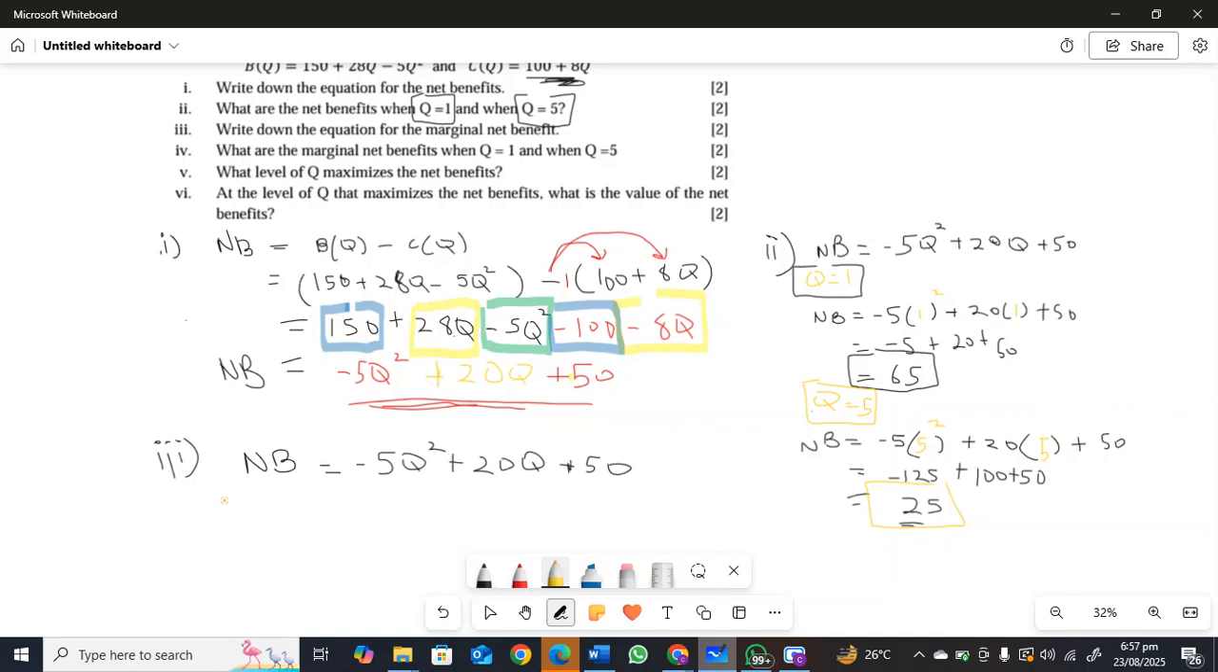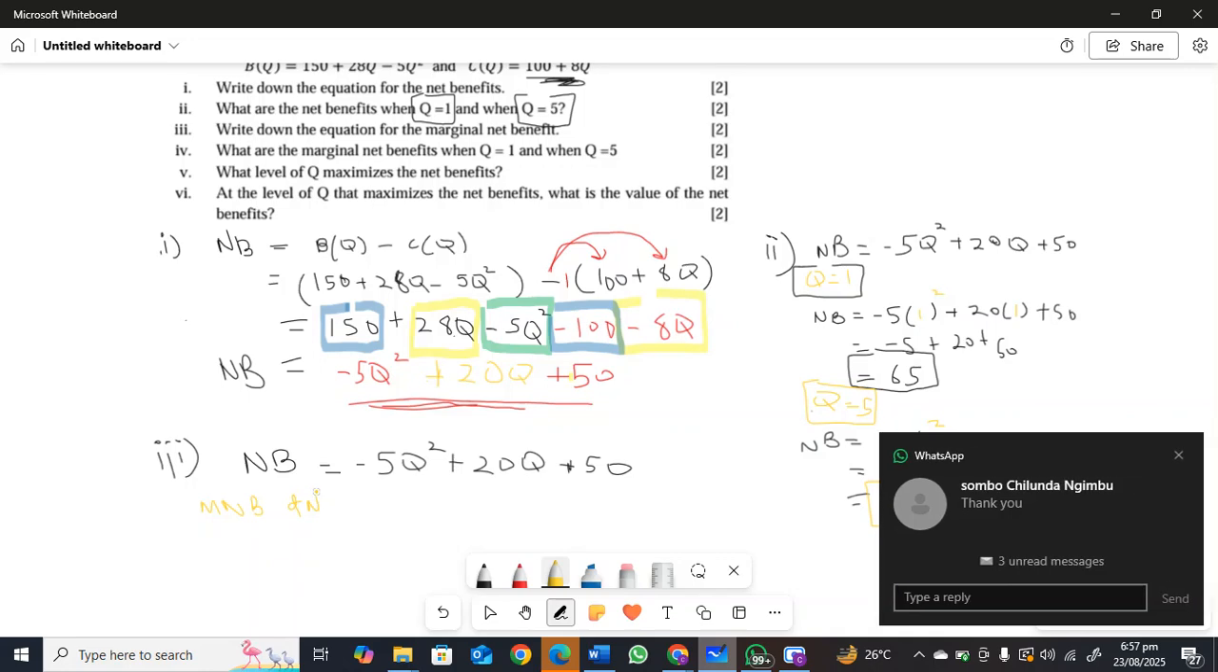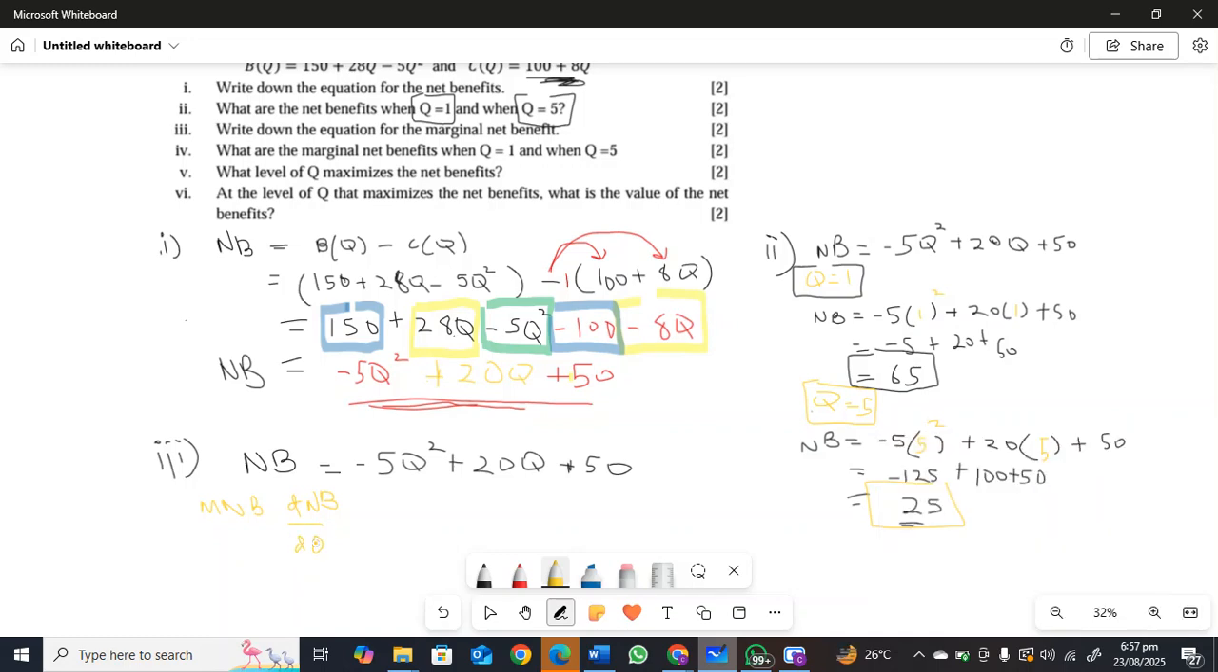So in the exam, this is how you write it. Marginal net benefit, so that you get all the marks. It's the derivative of the net benefit function with respect to Q. You're deriving the net benefit function with respect to Q, meaning where there's a Q, you derive.